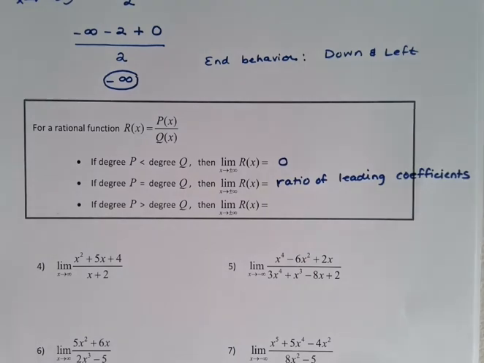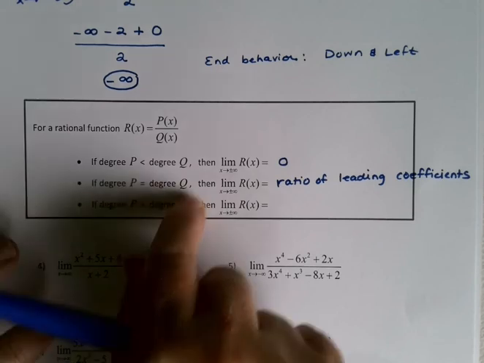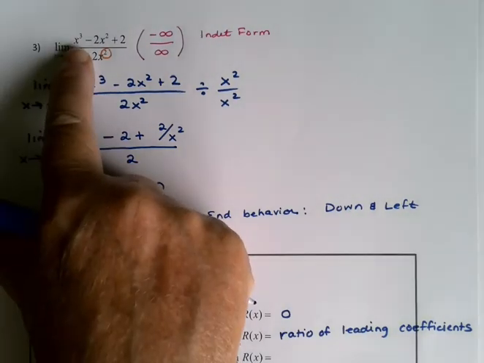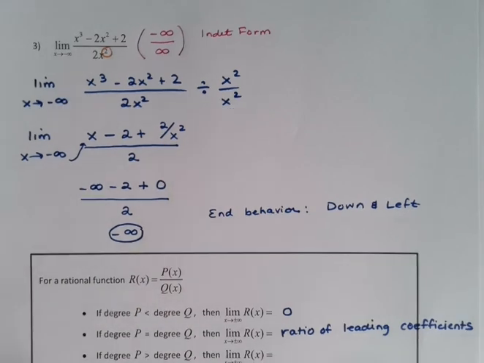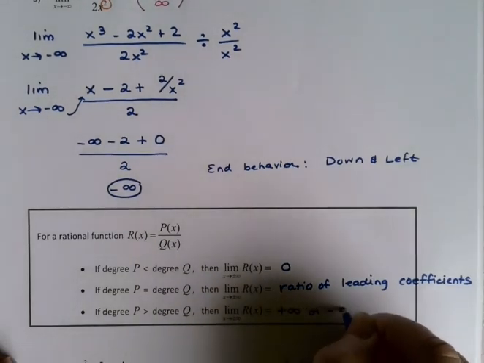Finally, the last example that we did, if the degree of p is greater than the degree of q, like it was up here, degree up here was bigger than the one down there, then your limit's going to be infinite. It will be either positive or negative depending on the specifics of the situation, but it will be either positive or negative infinity.